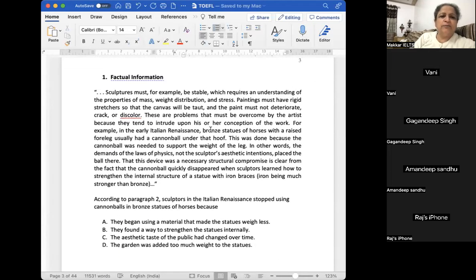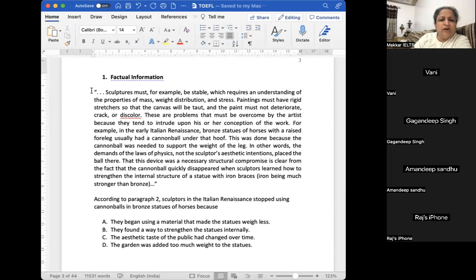So factual information. What is this factual information? In this, the answer is straight away, clearly, explicitly stated in the passage. And you just have to find the answer. It is basically based on fact or detail or definition or any other info. You don't have to think much about it. It will be clearly given. So let's go and do this question.